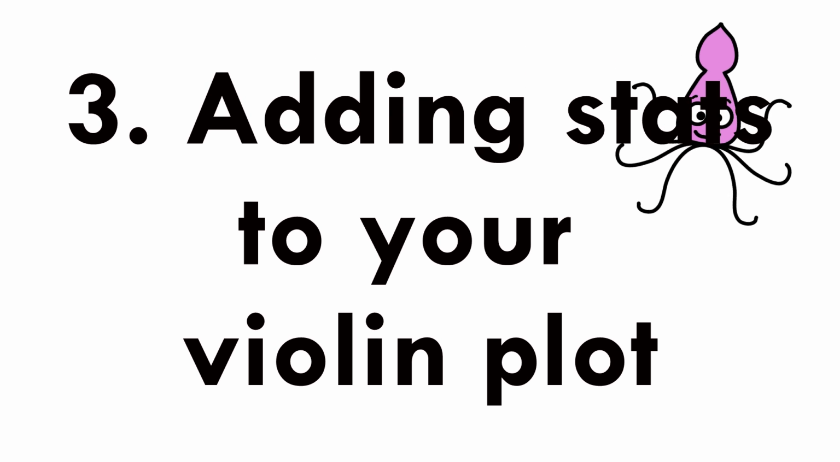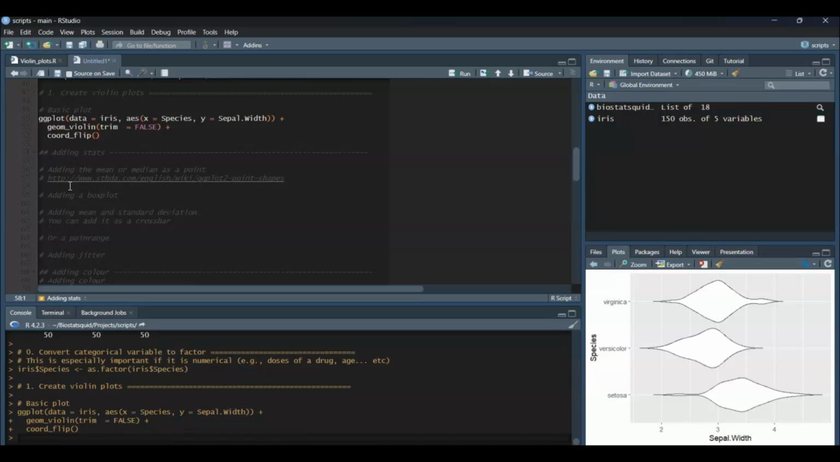Okay, so in this next part we're going to talk about adding different stats to our violin plots to make them a bit more informative. So one thing you might be interested in is adding the mean or the median as a point to our violin plot. And we can do that fairly easily.